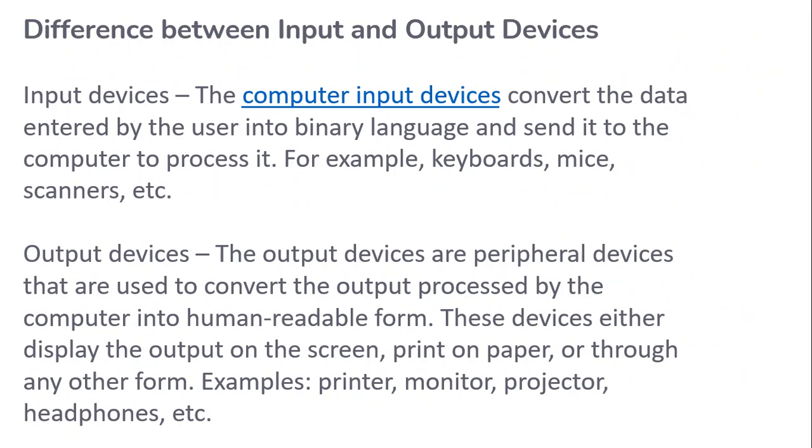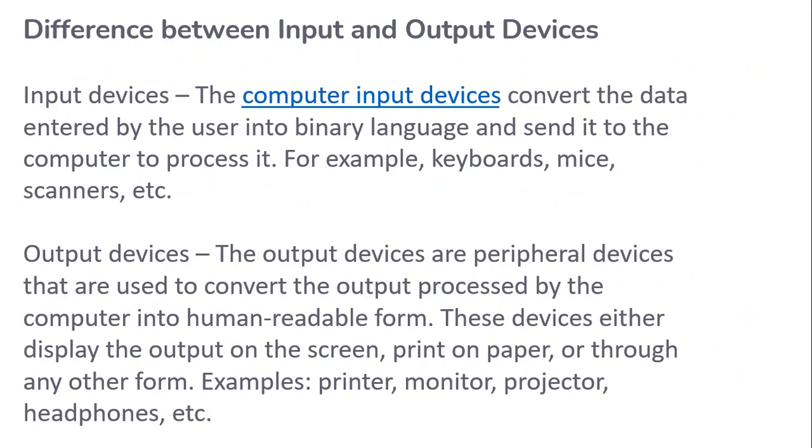So, what are some of the differences between input and output devices? An input device, as we discussed before, converts the data entered into the computer system into binary language and sends it into the computer system for processing. Some examples of input devices that we spoke about before would have been keyboard, mice, and scanner.